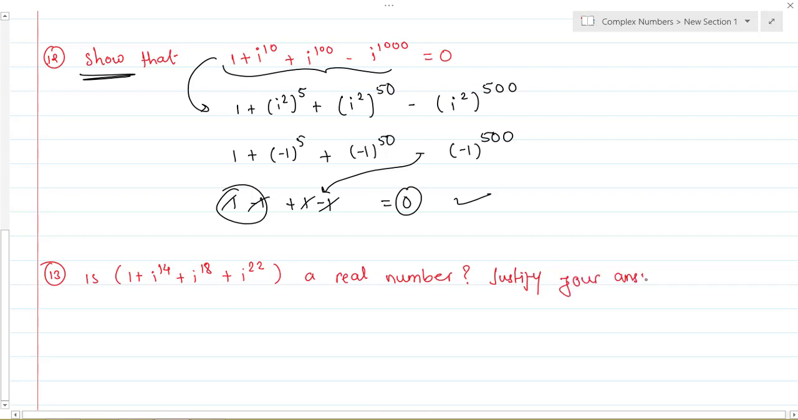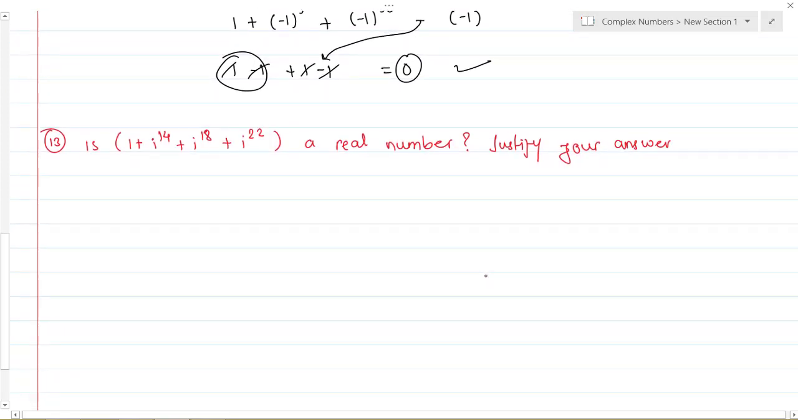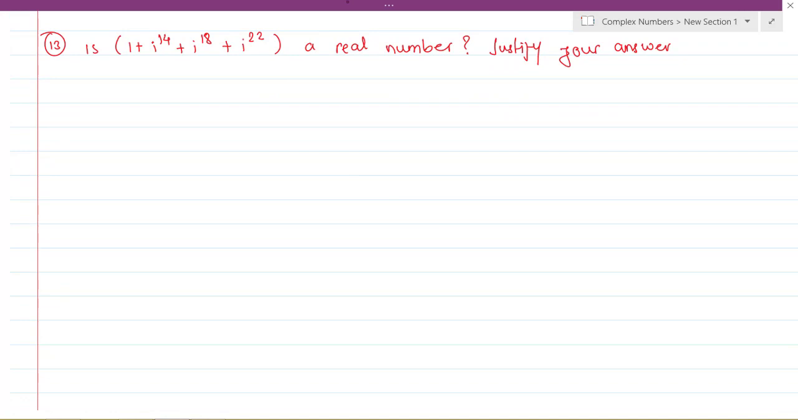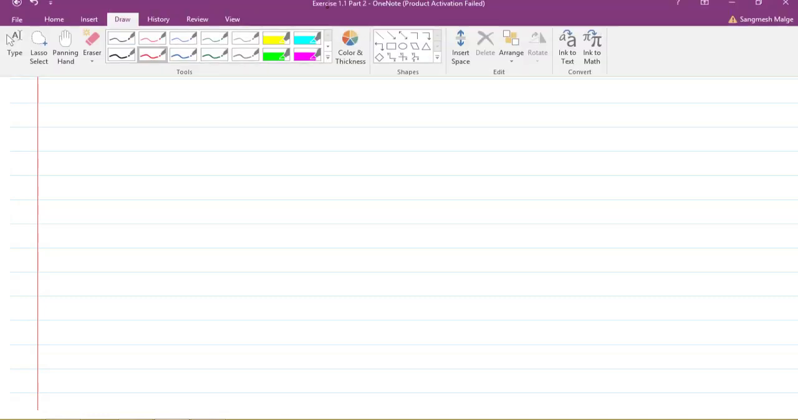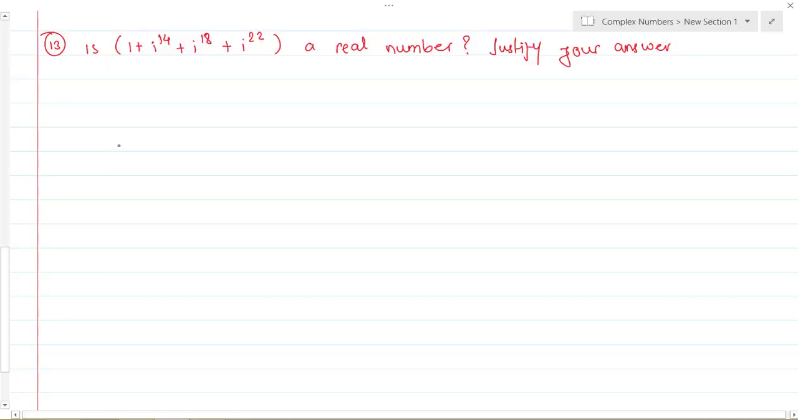So how will you justify whether the given expression is a real number or an imaginary number? If we simplify this and we don't get any imaginary part, then we conclude that it is a real number. Okay, so let's verify this. Here we have powers of i. What does the thumb rule say? First convert it into squares. So it is 1 plus i squared to the power 7 plus i squared to the power 9 plus i squared to the power 11.